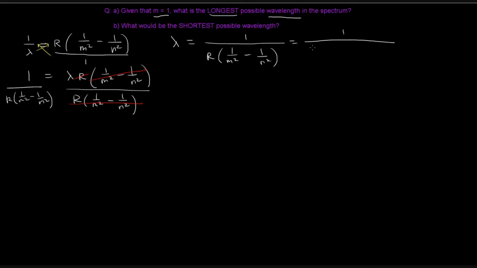So I'll have 1 over, I'm going to round to a few sig figs here for the constant. I'll just have 1.097 times 10 to the 7th, 1 over meters. And 1 over 1 squared is just 1. But I have minus 1 over n squared. Okay, so what's going on here? Now I don't know what n is. They didn't tell me what n is. But they did ask me what is the longest possible wavelength in the spectrum.